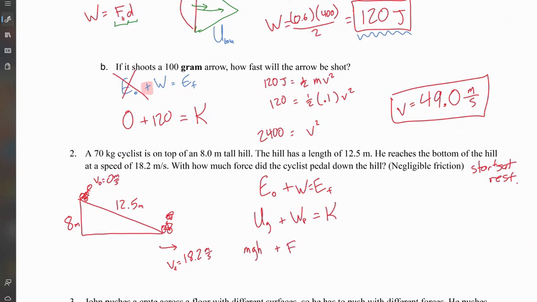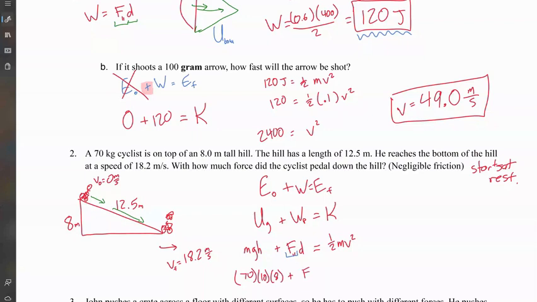We're going to have to use our force and our displacement. Let's just make sure that they're parallel. He's pushing himself forward, and the displacement, he is moving forward. So there we go, those are parallel. And then kinetic energy, 1/2 mv squared. And we are looking for the force with which he pedaled. So we should have everything else. Let's see if we do. 70 kilogram cyclist. G is at 10. H, the hill is 8 meters tall.